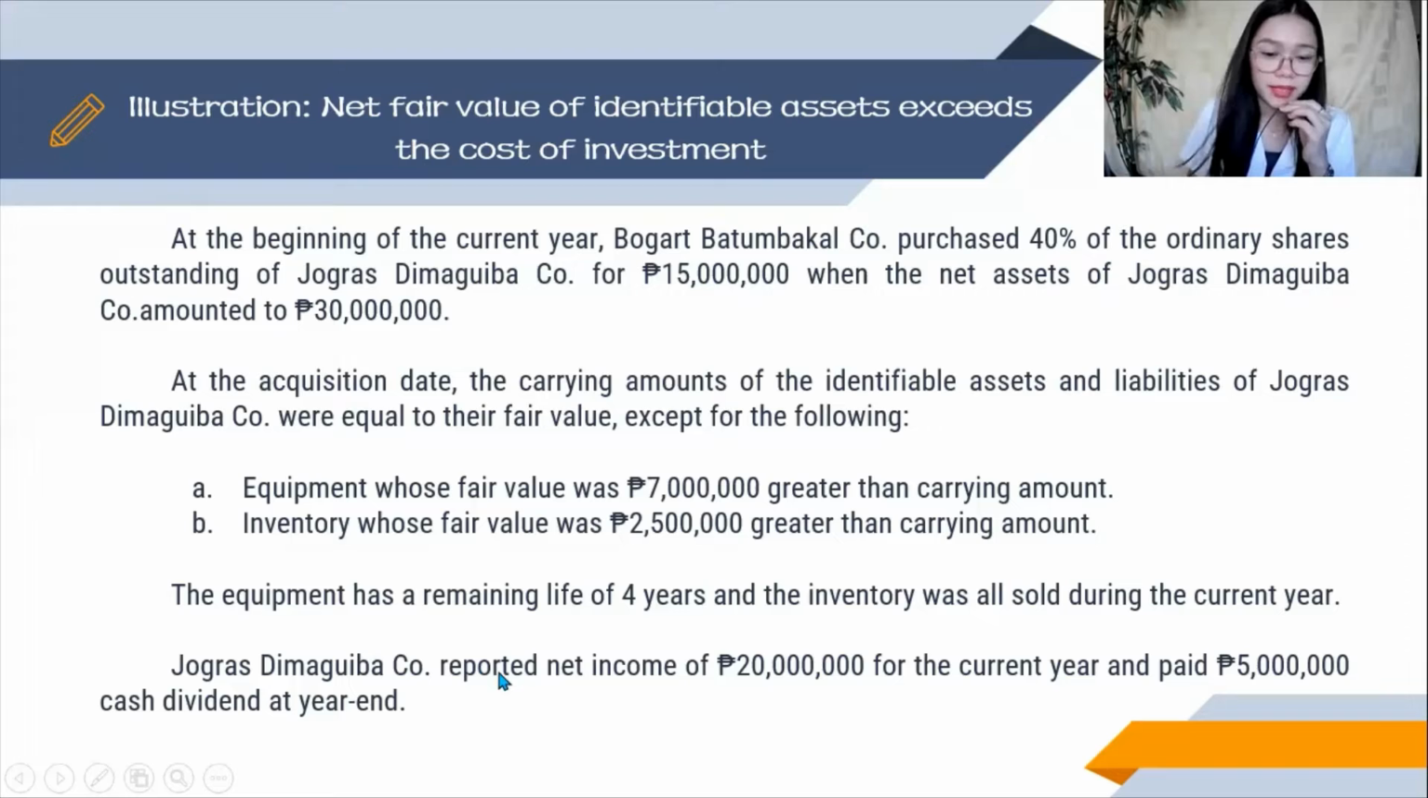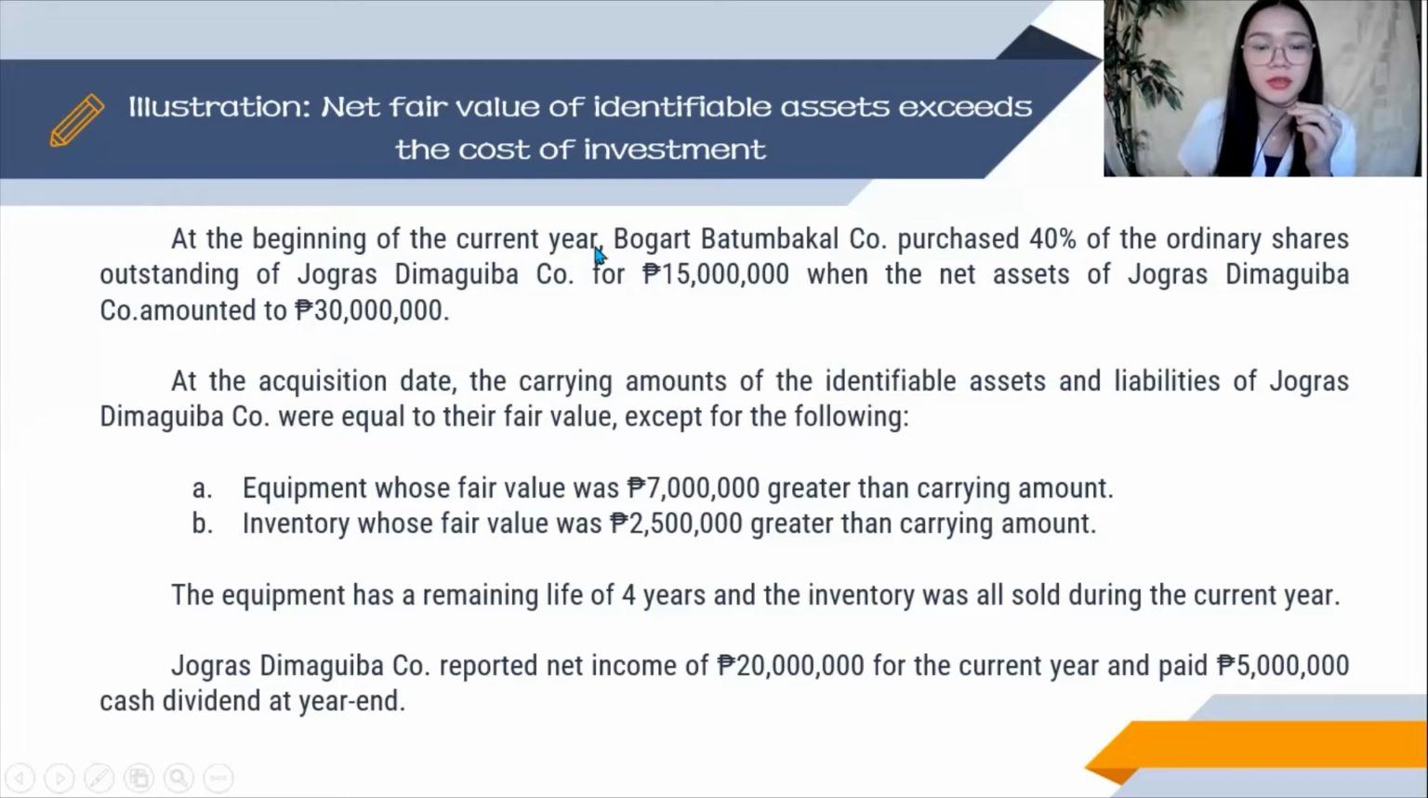Jogras de Magiba Company reported net income of 20 million for the current year and paid 5 million cash dividend at year-end. So at the beginning of the current year daw, si Bogart Batumbakal, nag-purchase daw siya ng 40% of the ordinary shares outstanding ni Jogras de Magiba. So pag may 40% na siya, i-assume na natin na meron na tayong significant influence kay Jogras de Magiba. So ika-classify natin yung investment natin as investment in associate. So gagamit tayo ng equity method to our investment.